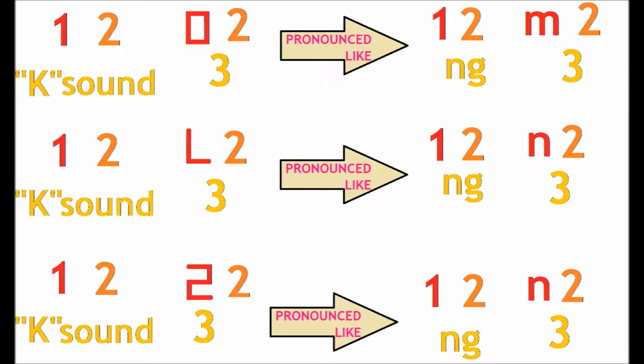Finally, the K sound. When a K sound precedes an M, it is pronounced as an NG, and the M remains as an M. When a K sound precedes N, it is pronounced as NG, and the N remains as N. And lastly, when K precedes an RL, the K sound once again gets pronounced as an NG, and the RL is pronounced as N.